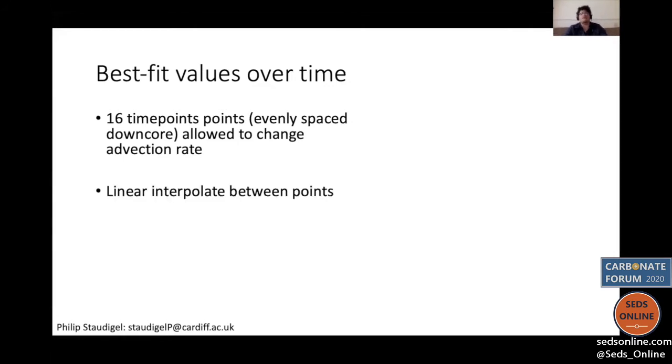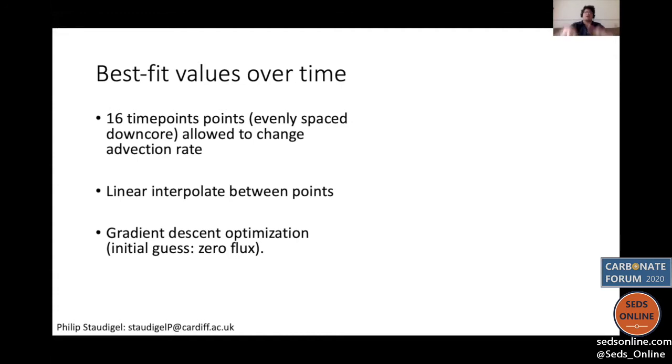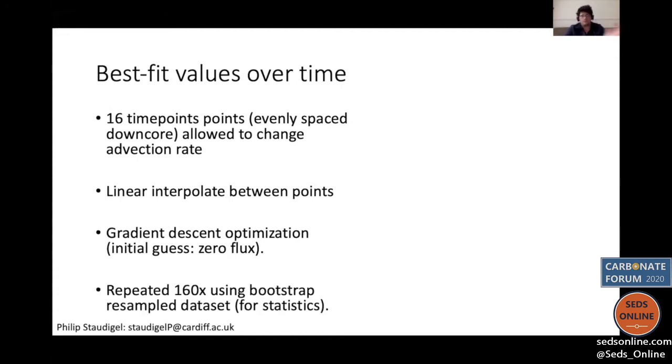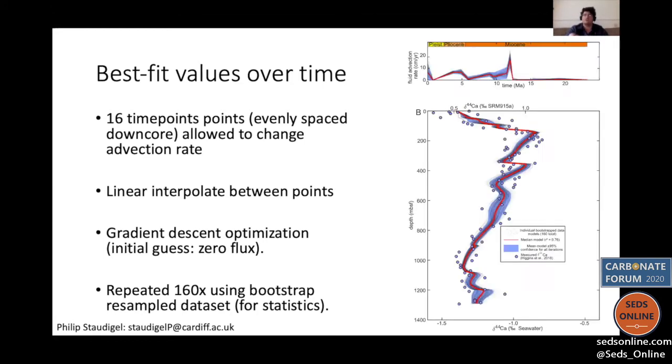So you then linearly interpolate between these points. And then, as I said, you use a gradient descent optimization process. This takes an initial guess, and our initial guess is just that there's no advection, and then it gradually increases these values until it finds a best fit. And then we repeated this process 160 times using a bootstrap resampling of our data set. This just lets us know what impact the variance in the calcium isotope measurements has had on our estimated fluid advection. So let's look at the final data set.